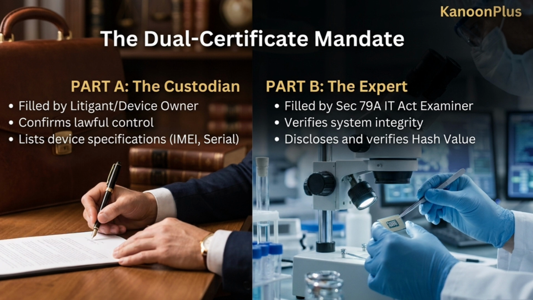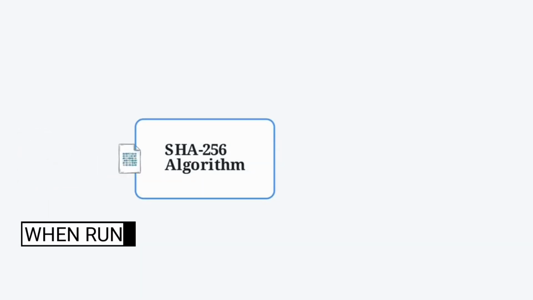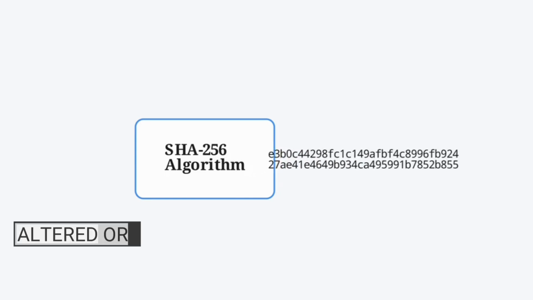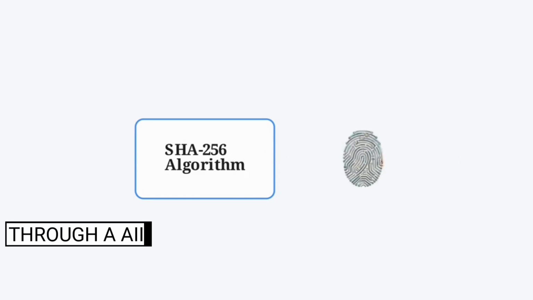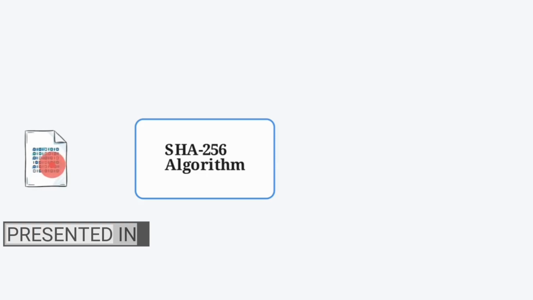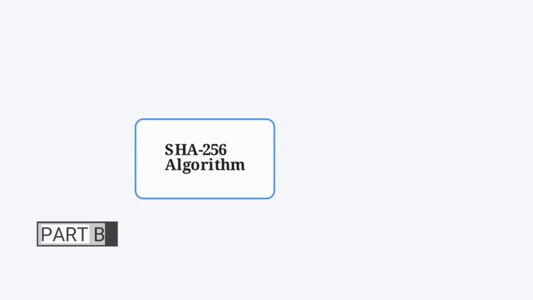Cryptographic hashing ensures that if a single pixel is altered or a single frame is deleted, the file will produce an entirely different alphanumeric string when run through the algorithm again. This helps verify that the data has not been edited, altered, or tampered with through AI or deepfake technology before being presented in court. The resulting string must be recorded on the Section 63 Part B certificate.